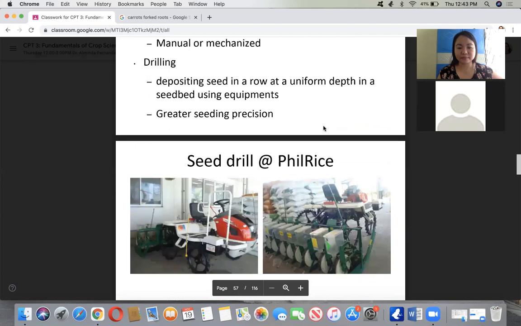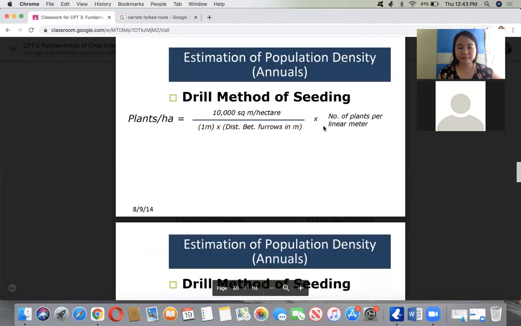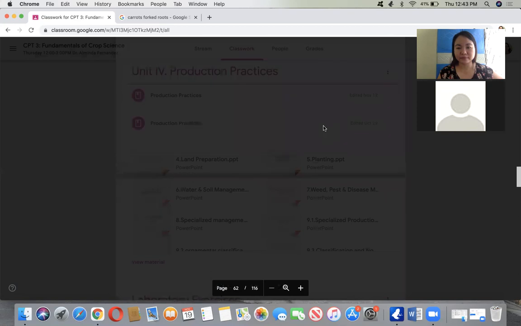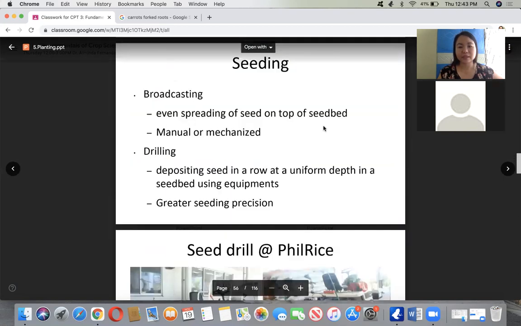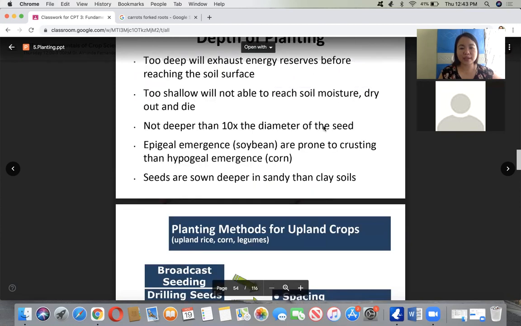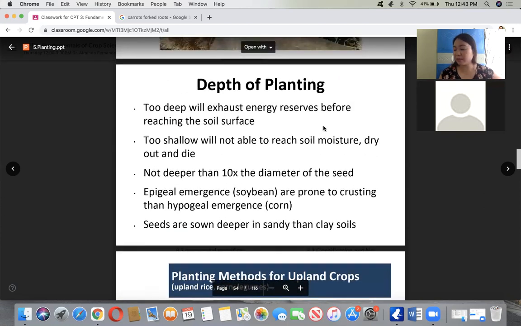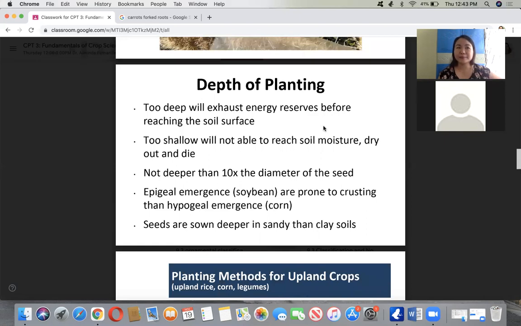Then you get a seed of... Eggplant, ma'am. Okay, eggplant. So they're small, no? But smaller still is the petchay. It should not be like, if it's 0.8, if it's one centimeter, then 10 times the diameter of the seed, so 10 centimeters. Therefore, that's just how deep the planting depth is.